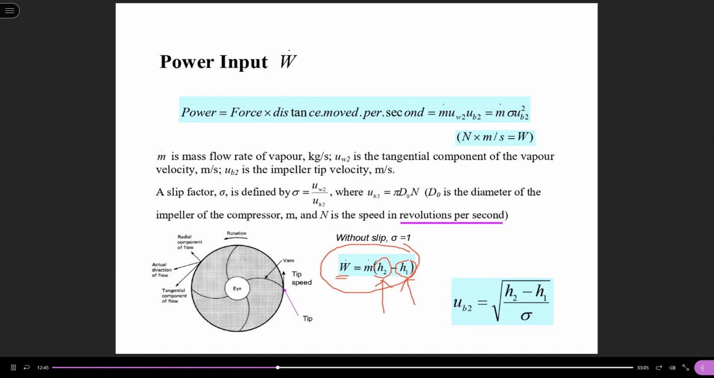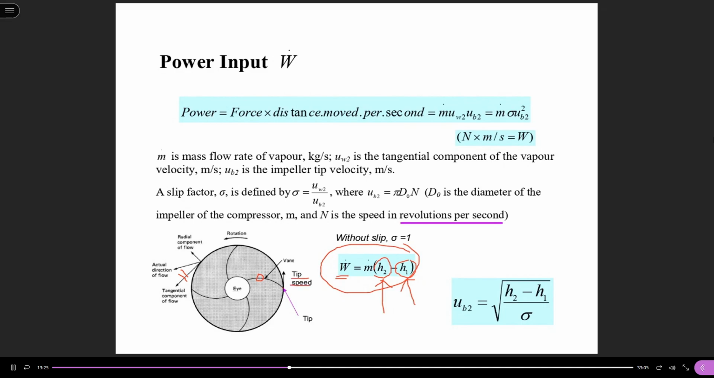However, for the centrifugal compressor, we can also calculate based on its impeller tip velocity, because we understand that this is the impeller and this is the impeller tip. So we know the flow will leave at the impeller tip.